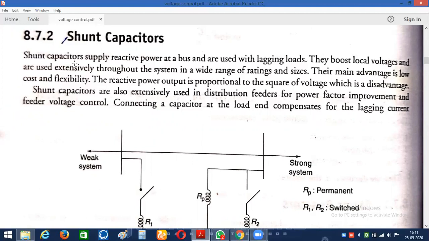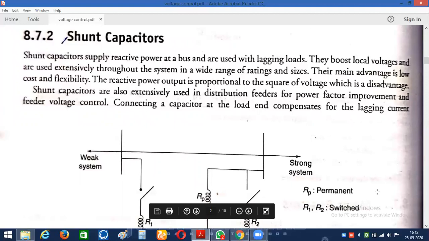Why? Because shunt capacitors supply reactive power. So during high lagging load conditions, we make use of shunt capacitors, and hence a better power factor can be obtained; the power factor is enhanced, brought to a value near unity. These shunt capacitors boost the local voltages and are used extensively throughout the system in a wide range of ratings and sizes.